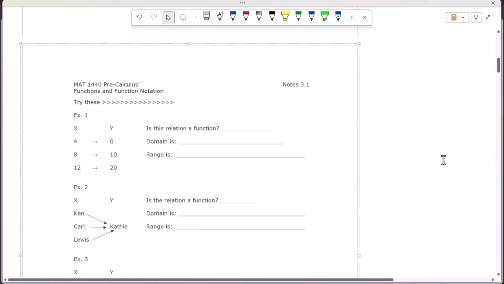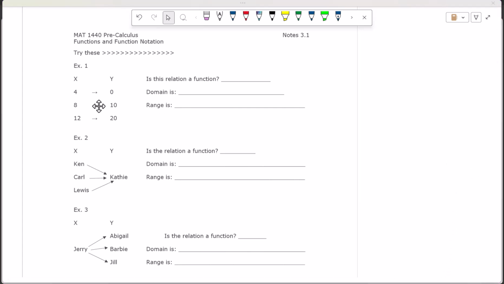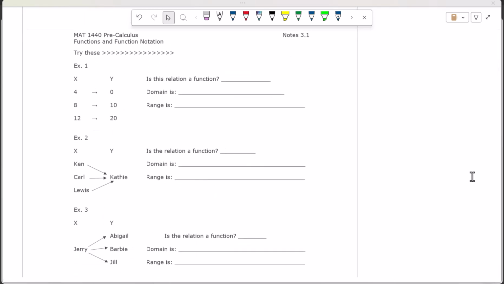Okay, so what I'll have you all do a lot in these videos is just try some problems. So I'm going to have you pause the video and try example 1, example 2, example 3, and example 4. Pause the video, and when you're ready to resume the video, I'll have the answers posted.